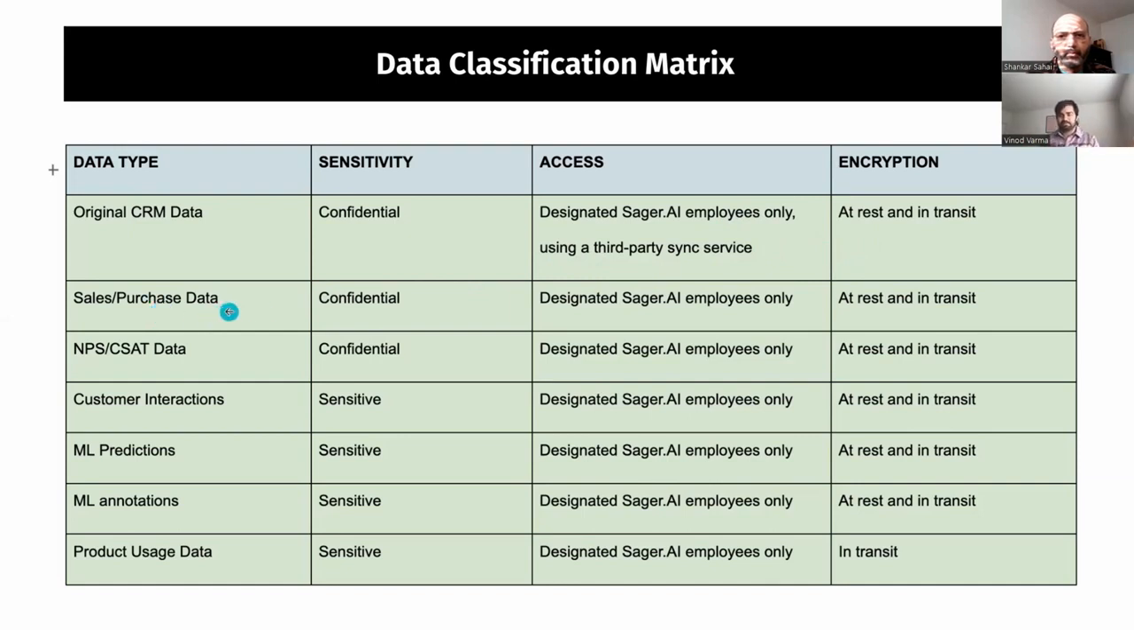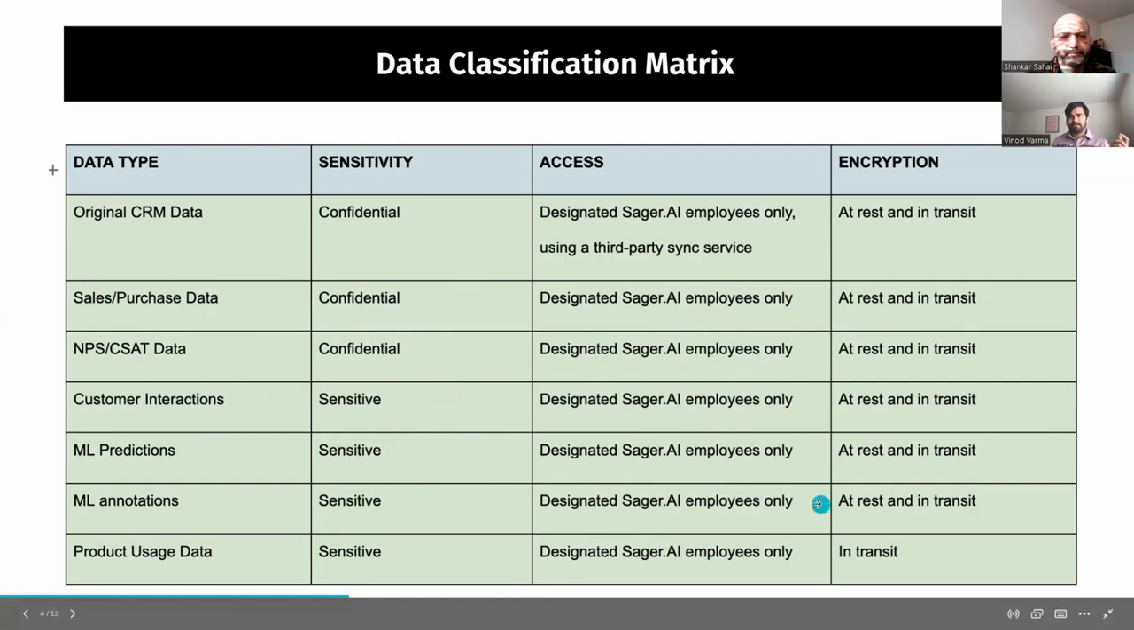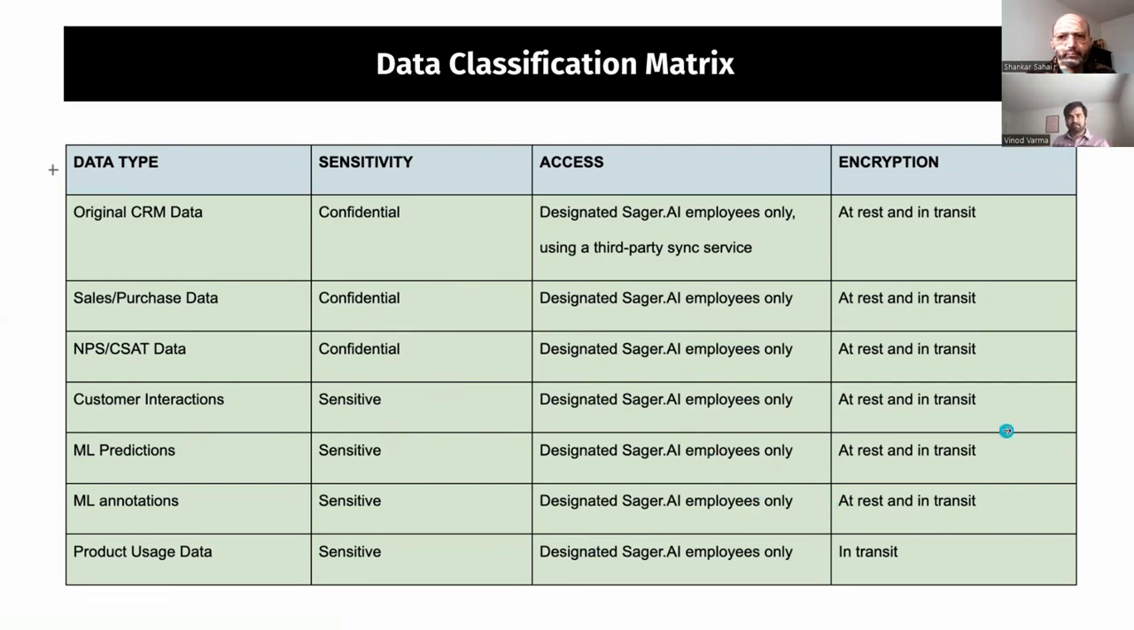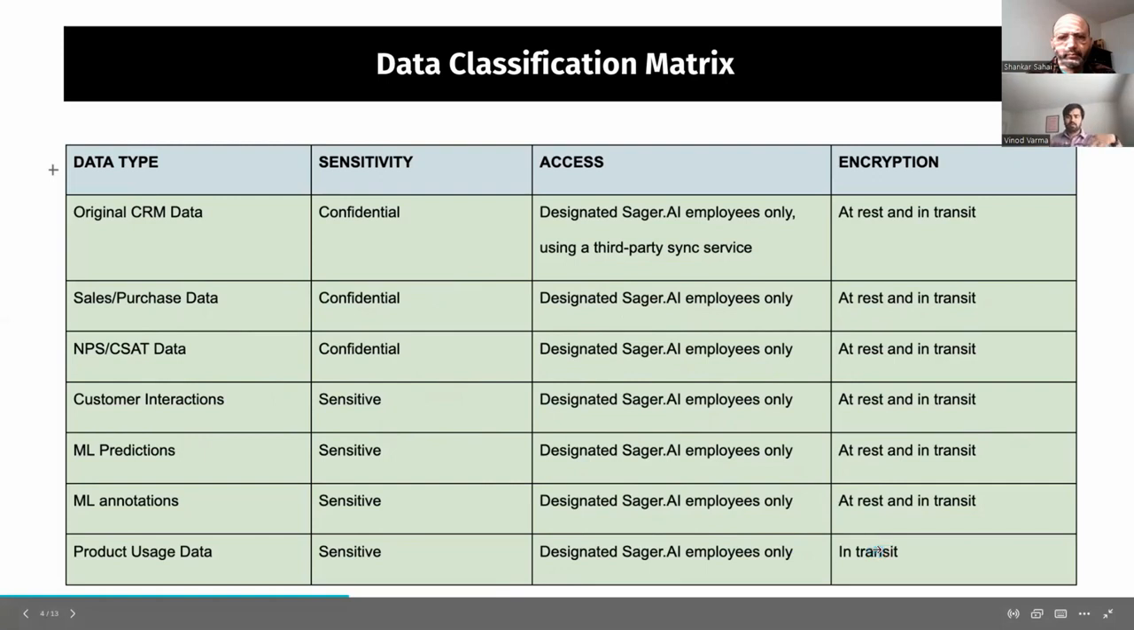Similarly, for sales and purchase data, such as billing information, we need that to compute insights and health scores. Only designated employees have access, and it is encrypted at rest and in transit. Similarly for NPS and CSAT data, customer interactions, all of the email-related data, which is sensitive, and the ML predictions. On top of all of this data, we predict some insights and make annotations on your existing data. That is also accessed only by designated employees and encrypted in the same way. And the product usage data, how our users are using our product, is encrypted in transit, and only designated employees have access.